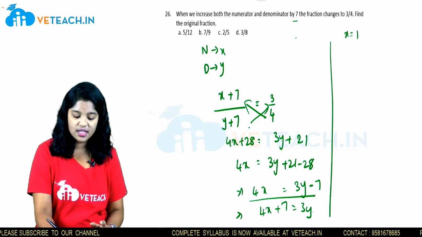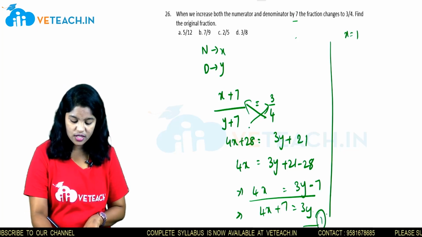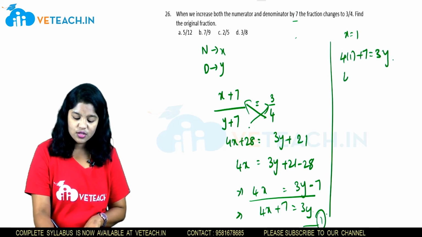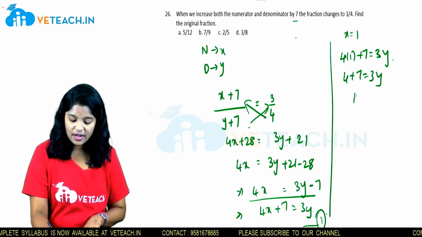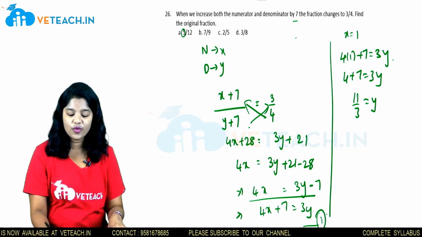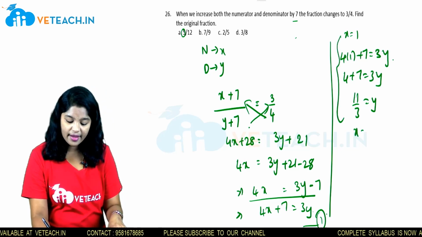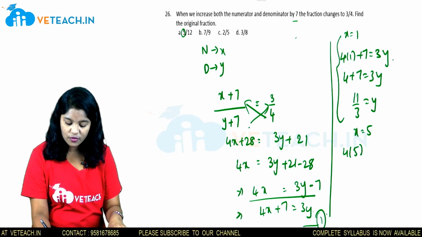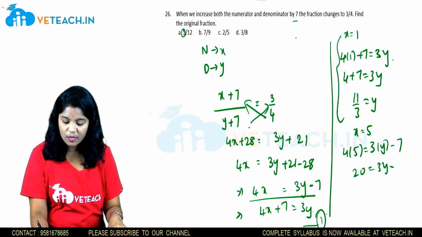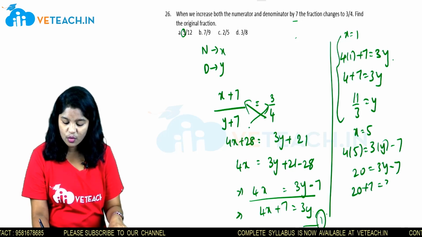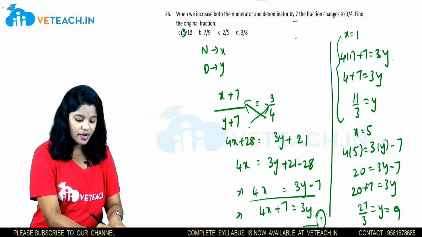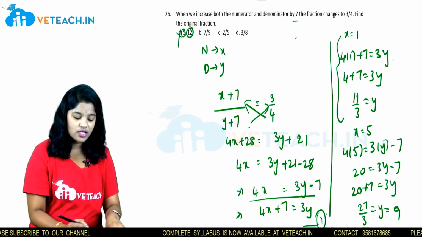First let us take x is equal to 1. Let this be the first equation. When x is equal to 1, 4 into 1 plus 7 is equal to 3y. So 4 plus 7 is 11, so 11 by 3 will be our y value. In the options, first they have given x is equal to 5, so we will go with the options. Take x is equal to 5. So 4 into 5 is equal to 3y minus 7. 20 is equal to 3y minus 7. 20 plus 7 is equal to 3y. 27 by 3 is equal to y. That means y should be equal to 9. But here we got the y value as 12. So option A is not correct.